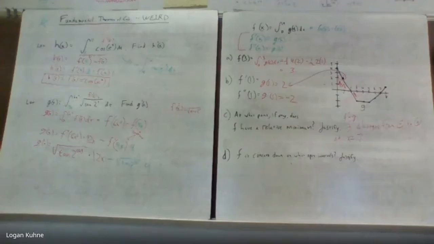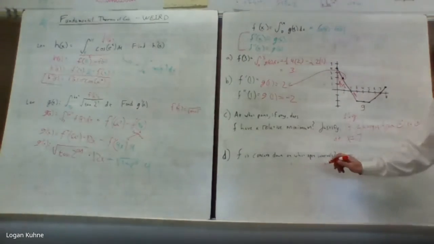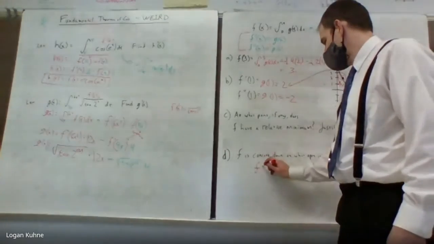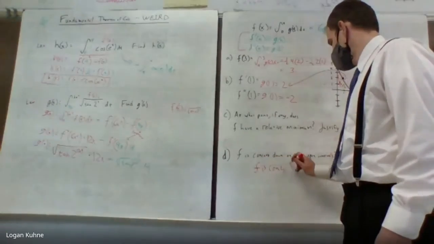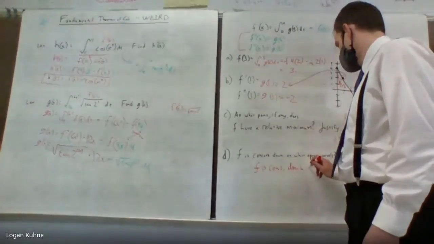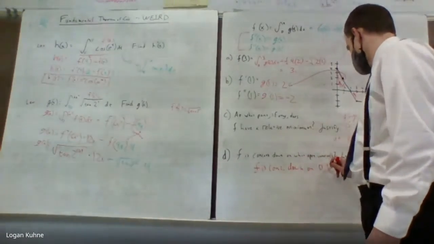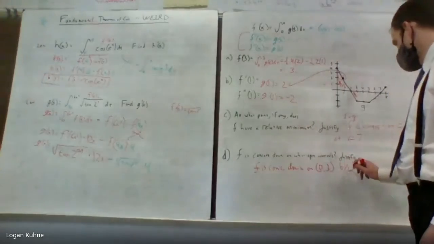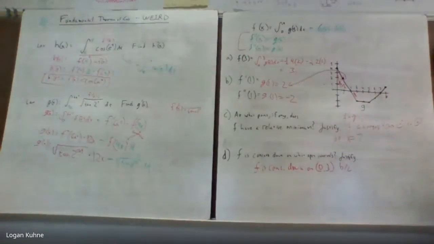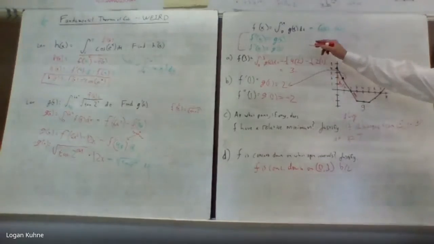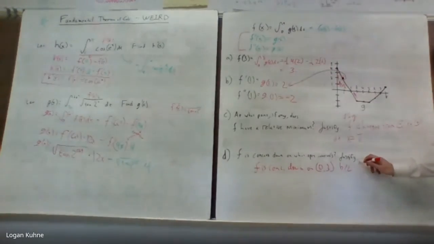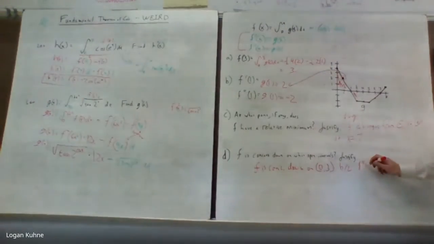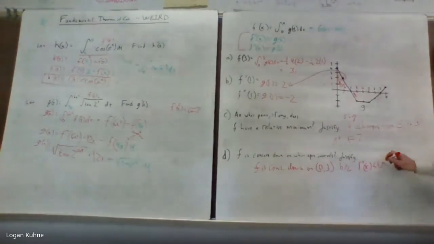Anybody? Stephen? 0 to 3. F is concave down on 0 to 3 because you've already made the connection up here. You can just write f double prime of x is less than 0.